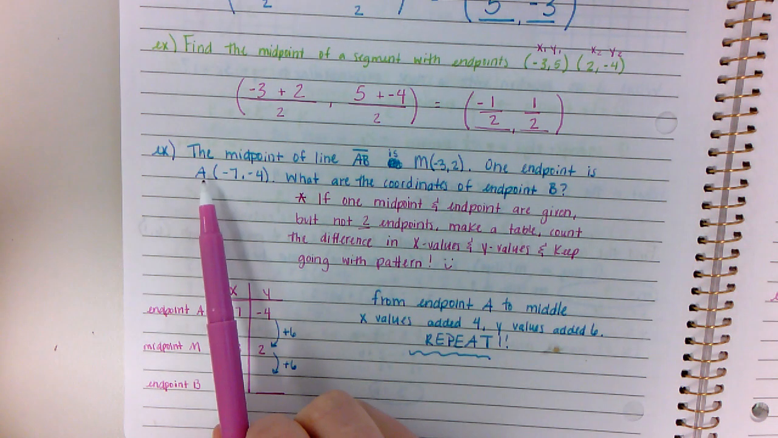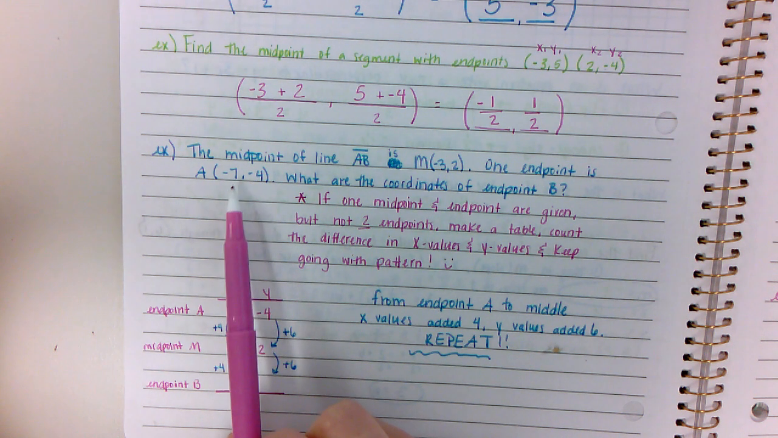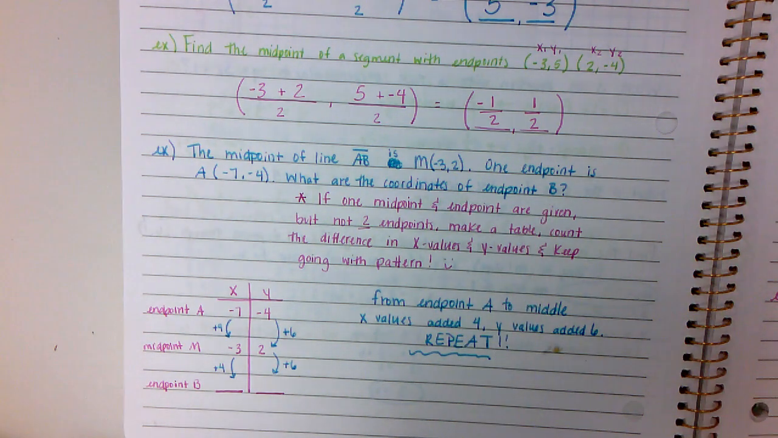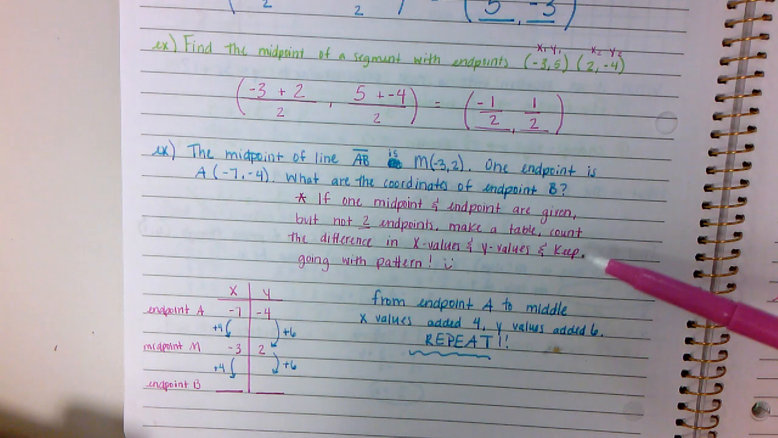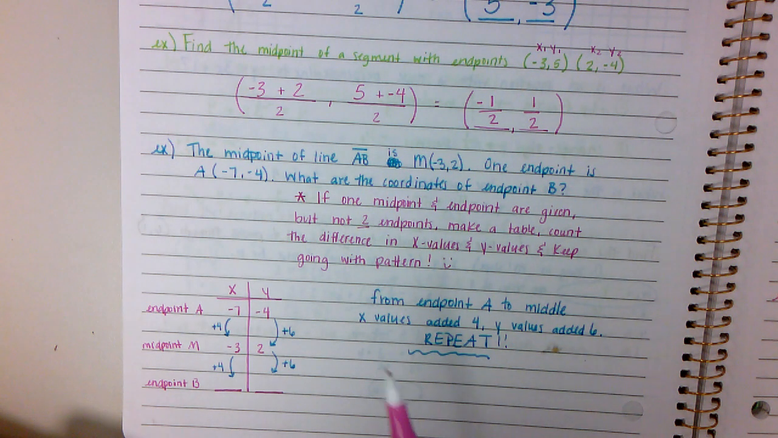One endpoint, A, is -7, -4. So that's the ordered pair for that one endpoint. What are the coordinates of the endpoint B? So I wrote right here, if one midpoint and endpoint are given, but not two endpoints, make a table and count the difference in the x values and the y values. We did this when we were trying to find our slope from a table. We're doing the same thing here.